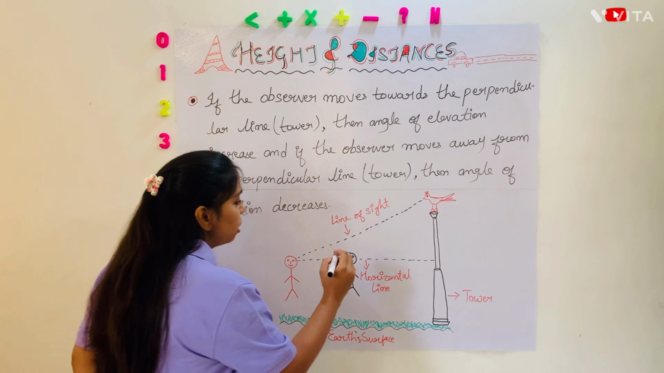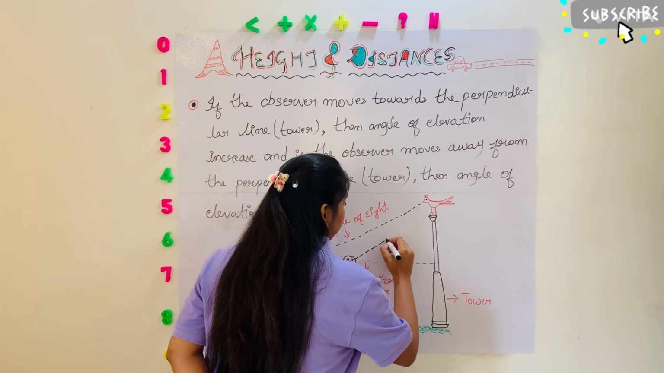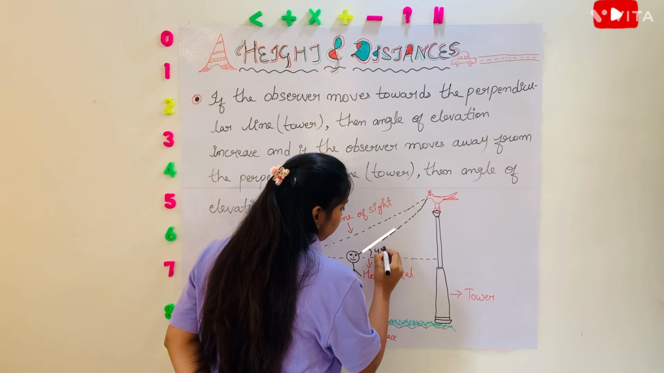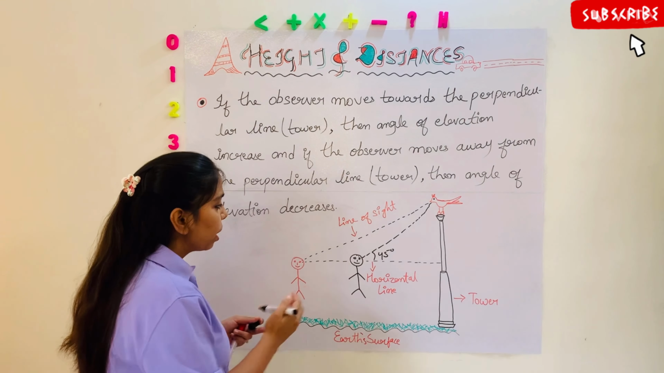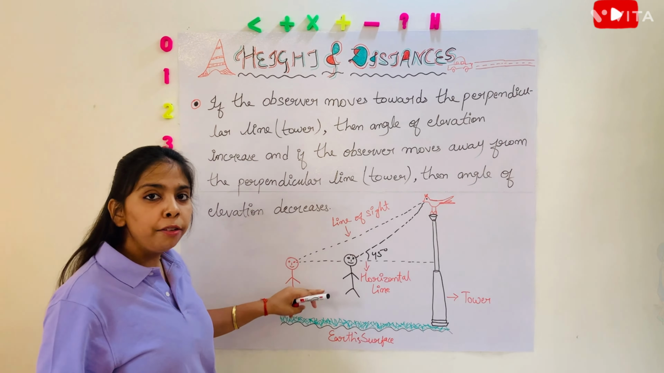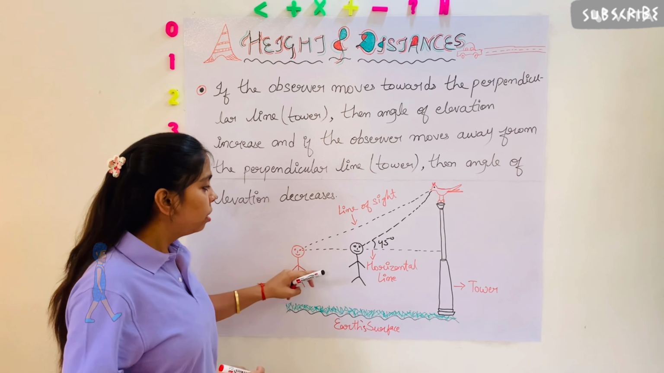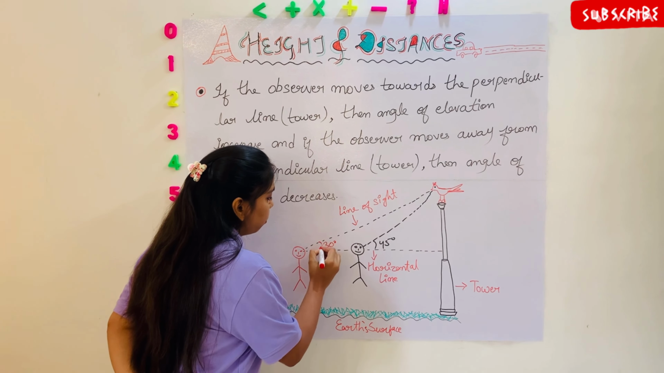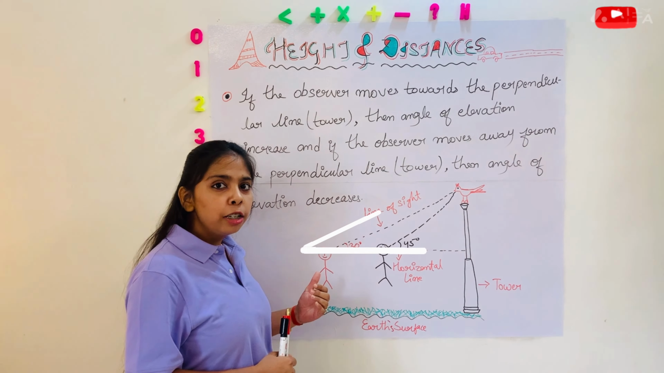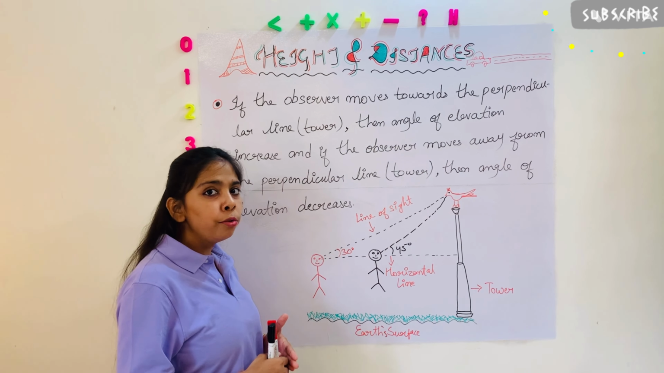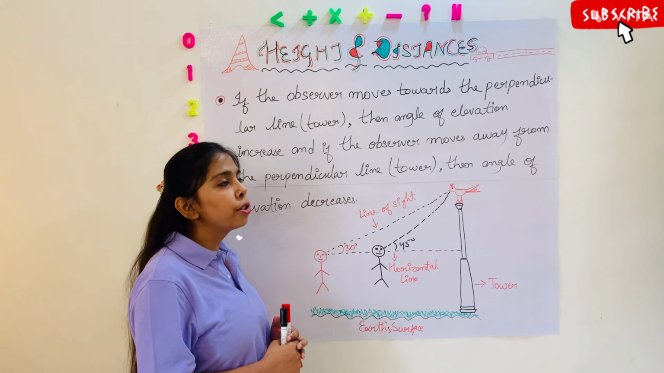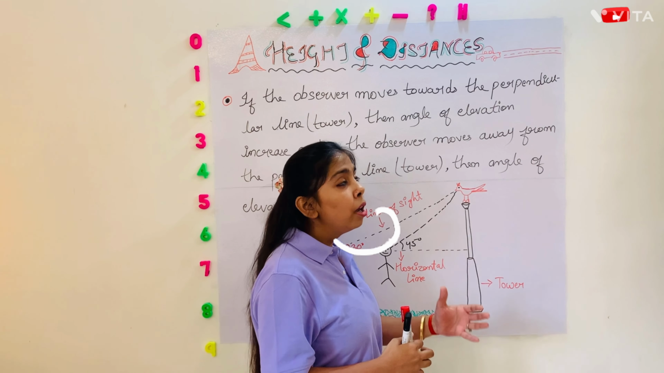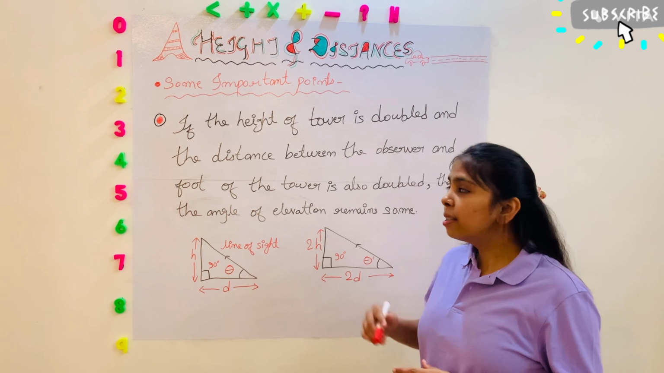So the angle that is formed is 45 degree or 60 degree. This is the larger angle. And when you move away from the tower, the angle automatically decreases. It is 30 degree. Okay. The reason behind this is, when you are far away from the tower, you have to raise your head upward only a little bit. But when you come closer to the tower, you have to raise your head upward much more. So friends, this is the third point.